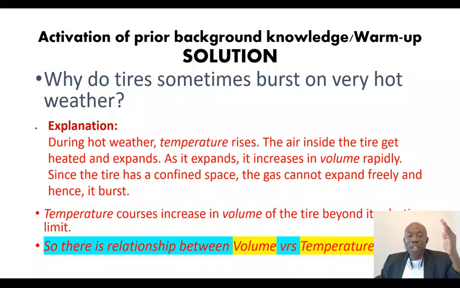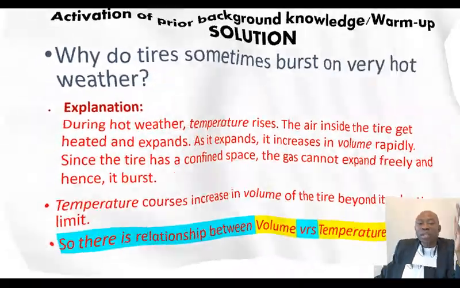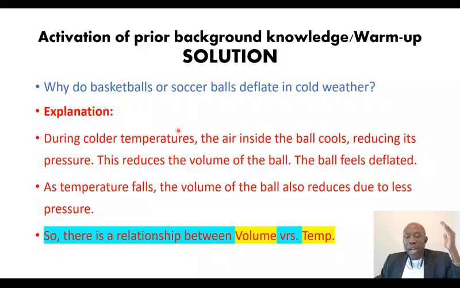The next explanation is about the soccer ball. They should summarize it: in hot weather, temperature increases pressure, and a decrease in temperature reduces pressure. When pressure reduces, deflation will happen. The ball will no longer be inflated as expected. It will look quite soft. So there is a relation between volume and temperature, and the students can read this to understand it better.